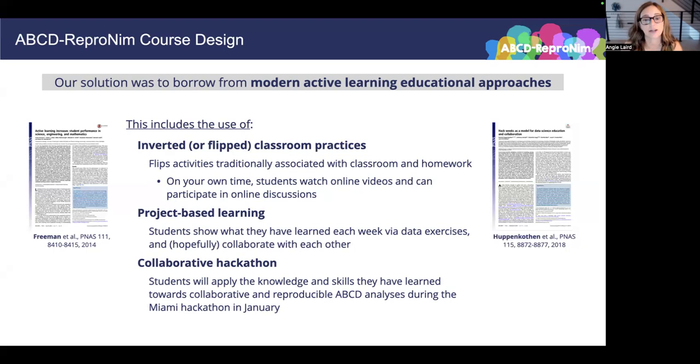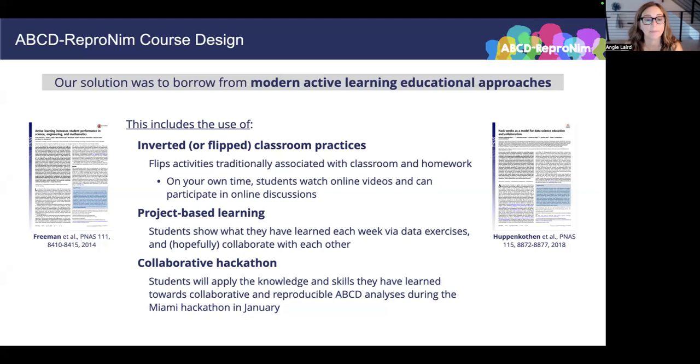This brings us back to what I said a few slides ago, that our end goal is that we want students in the course to conduct responsible and reproducible data analyses, and for those analyses to be written up and published as part of the literature that makes use of ABCD data. So at the end of all of this, ABCD-ReproNim is going to hold a 4-day hackathon in January, during which students will apply the knowledge and skills that they've learned towards collaborative and reproducible analyses of ABCD data.